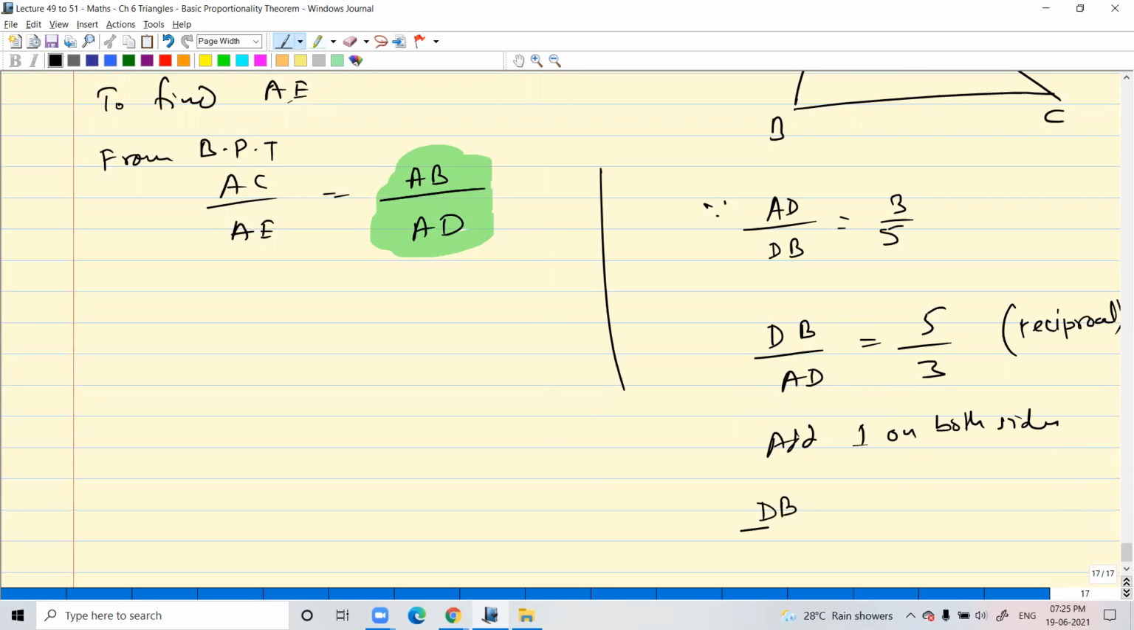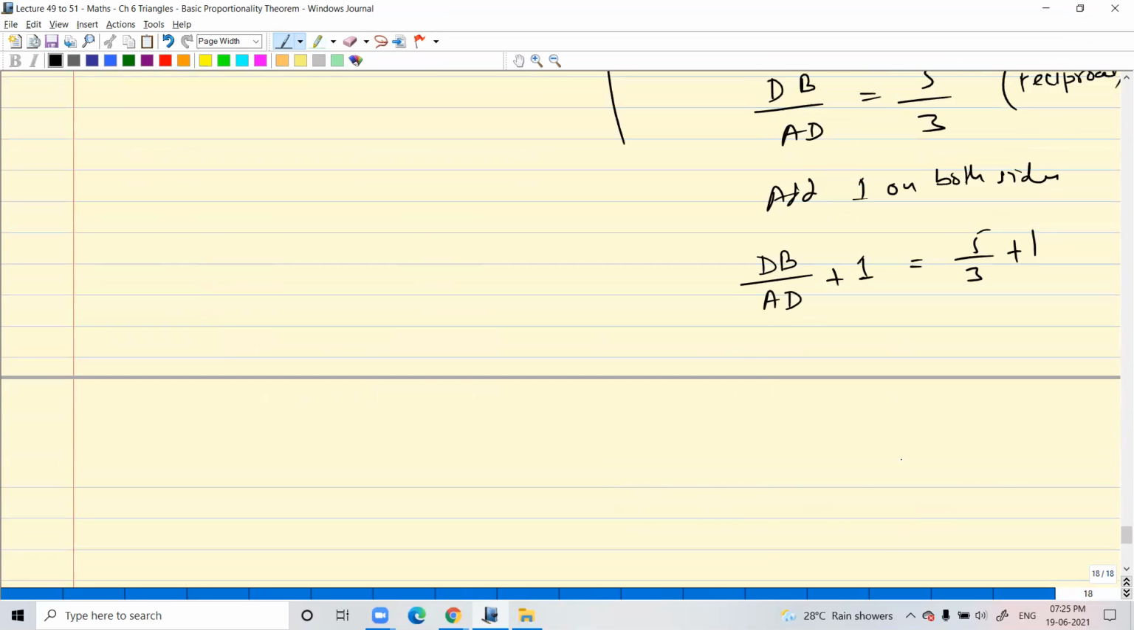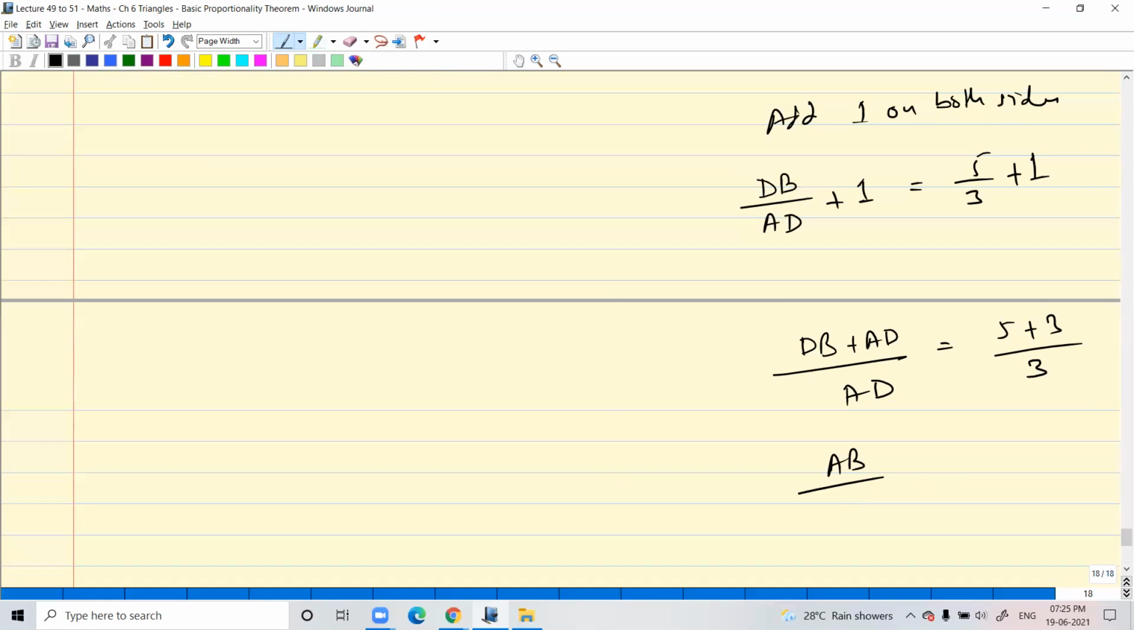So this will become DB by AD plus 1 is equal to 5 by 3 plus 1. You already know that it was going to be 8 by 3, but you have to write it on paper when you're solving this problem, unless it is just a 1 mark question. If it is a 1 mark question, just do the calculation in your mind, find the answer and move on. So do this. It will be DB plus AD by AD is equal to 5 plus 3 by 3, which is nothing but AB by AD is equal to 8 by 3.